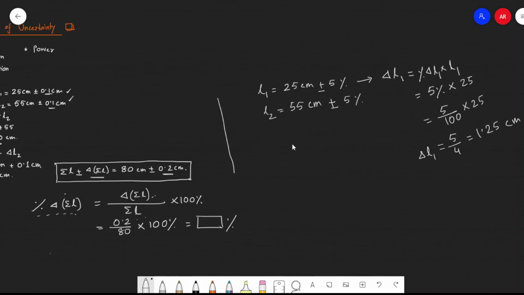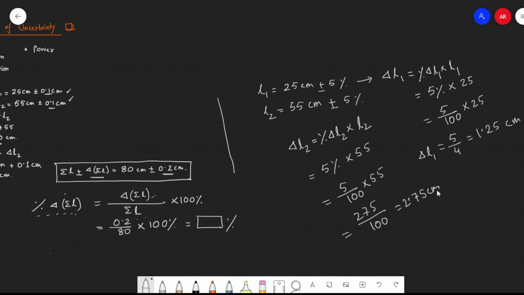Similarly, what is going to be del L2? Since it is also 5%, the percentage uncertainty multiplied with L2, it is 5% multiplied with 55. So it is 5 over 100 times 55. So how much is it going to be? 275 over 100, which is 2.75 centimeters. That is going to be del L2.